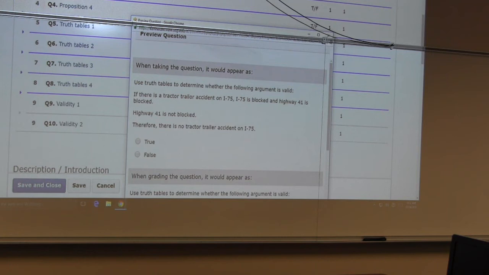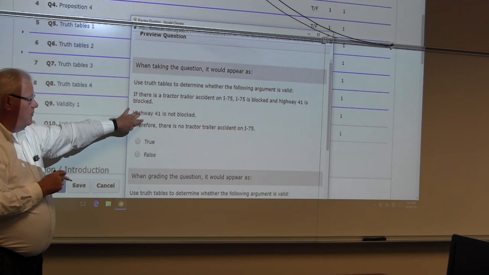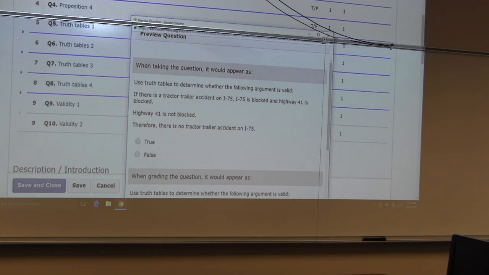Okay. So now what we want to do is look at where this one is true and Highway 41 is not blocked is true, okay? Because those are the 2 givens. If there's a tractor-trailer accident, it must be true, and Highway 41 is not blocked, it must be true. Okay, so now we're looking at this column and this column for T's on both of them.